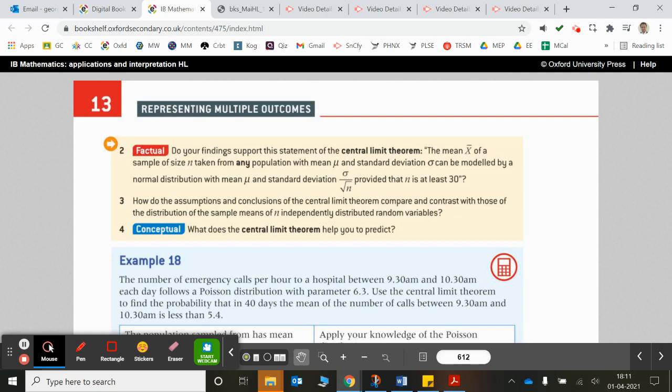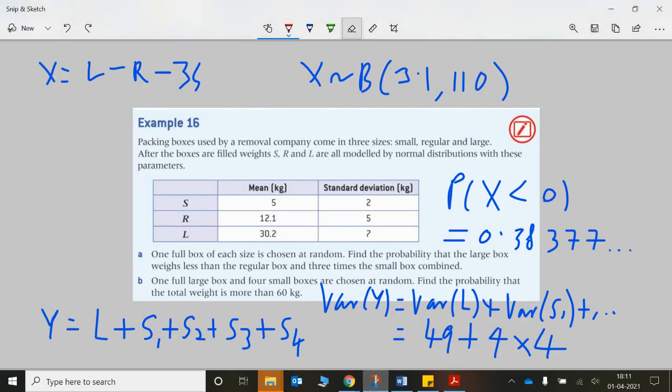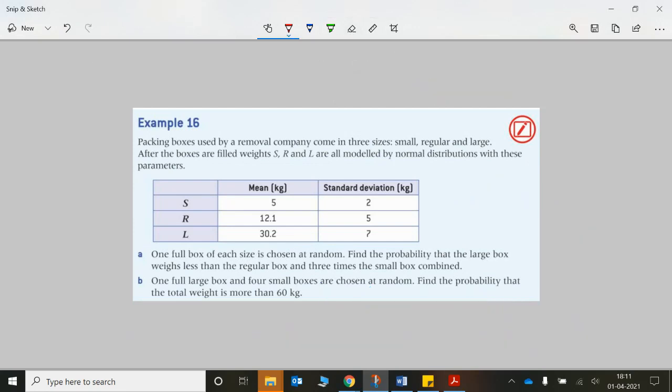So central limit theorem. Next bit. Actually, I think I'm going to do this in another video, so I'll stop there. But that's going to be the next bit.